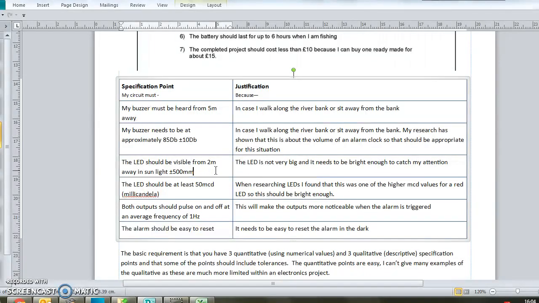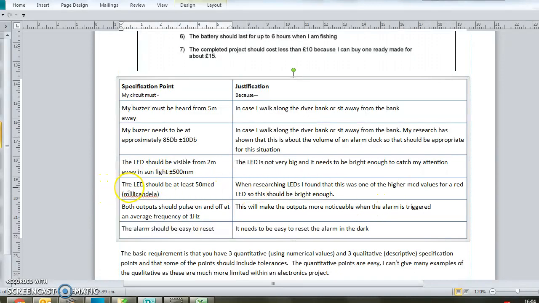Should be visible from 2 meters away. Now I've then added plus or minus 500 millimeters. I've put in a tolerance. And then I've given a justification. The LED is not very big and it needs to be bright enough to catch my attention. Couldn't do better than that.